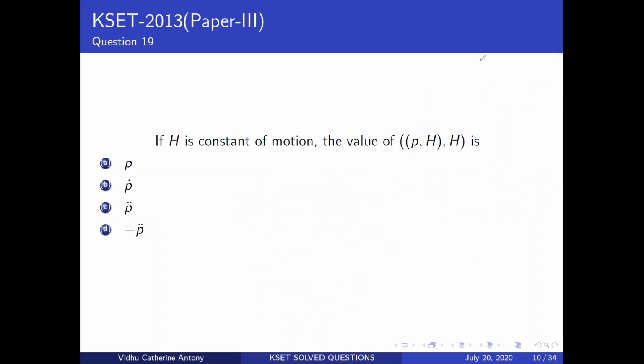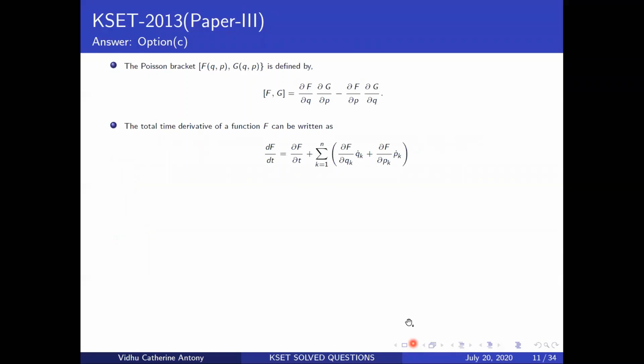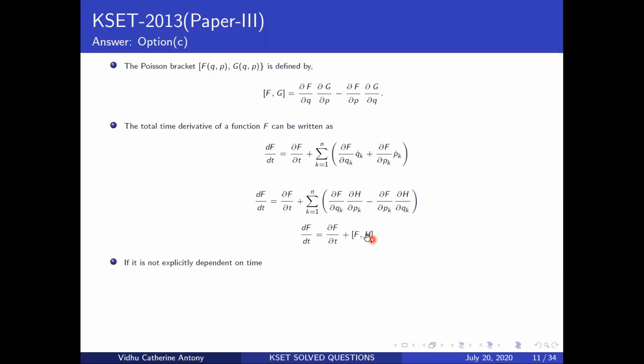Okay, so I've worked it out for you again here in the slide. This is your total time derivative of your function. Here I've included all the coordinates, which I didn't do when I explained it, so that it's easier for you to understand. And then you substitute Hamilton's equations of motion. You simplify it, you end up getting a Poisson bracket.